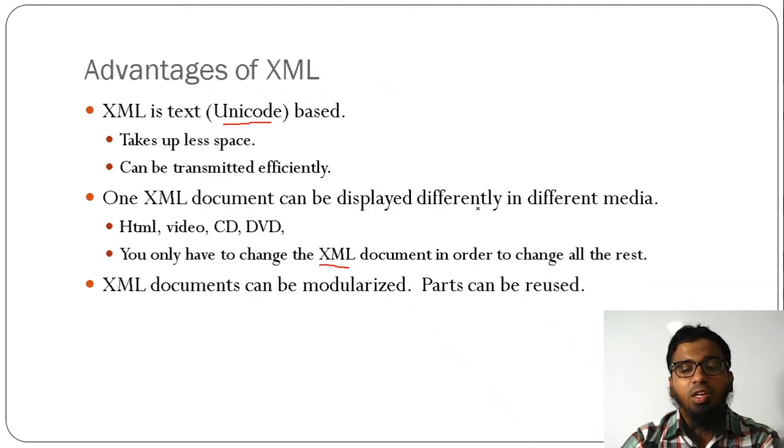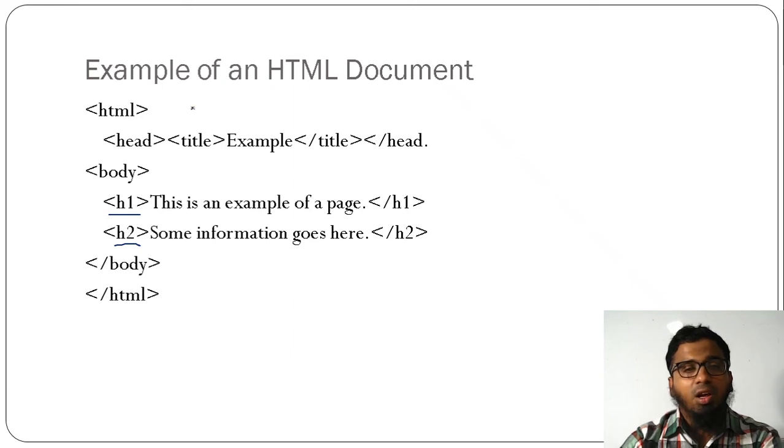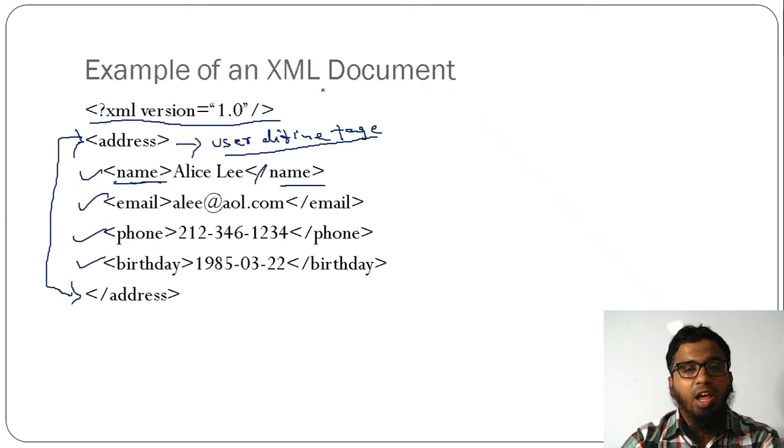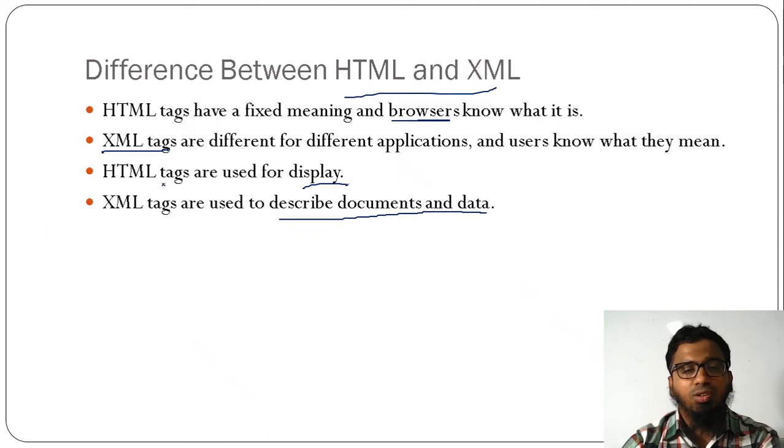XML documents differ from different media like HTML, video, CD, DVD, and take less space and transmit efficiently. That is the advantage. An example of an HTML document is this, and an XML document is this, with tags: address, name, email, phone number, and birthday. Here you can create your own tags, but you need to follow some rules, and we saw the difference between HTML and XML.